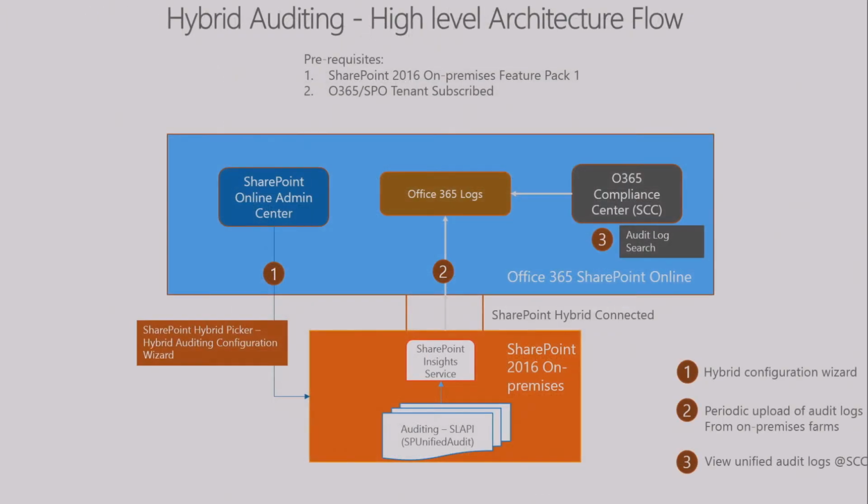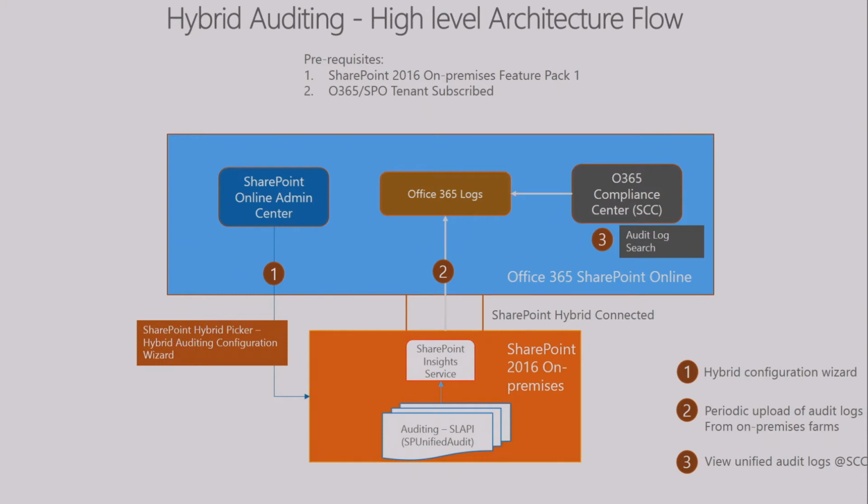Let's quickly talk about an architecture flow, how the auditing works, because as you can imagine, it's a fairly involved architecture. On-prem, there are steps 1, 2, and 3 here. The first step is you go into the SharePoint Online Tenant Admin Center and configure your hybrid auditing feature. Again, it is part of that hybrid configuration wizard that I talked about. When you configure that in your 2016 Feature Pack 1, it enables a service called SharePoint Insights service. It's a new service that we introduced in SharePoint 2016 Feature Pack 1.